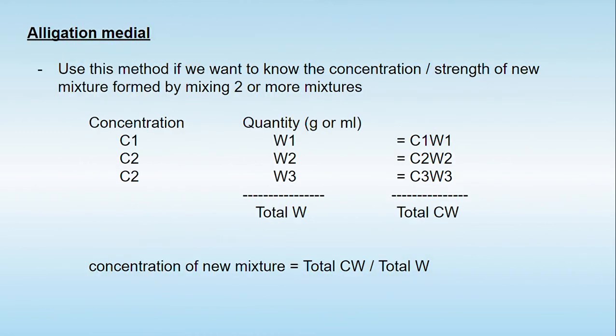Now let's go to the other type of the alligation medial method. This is very important, but sometimes in the exam they ask, let's say I'm going to mix, for example, 100 grams of 5% cream with 250 grams of 50% cream, and 500 grams of, let's say, 75% cream.